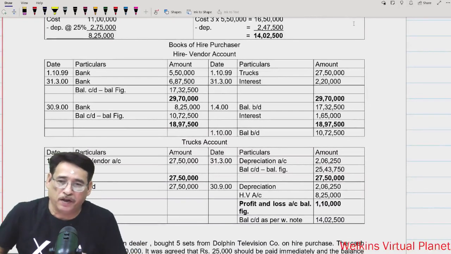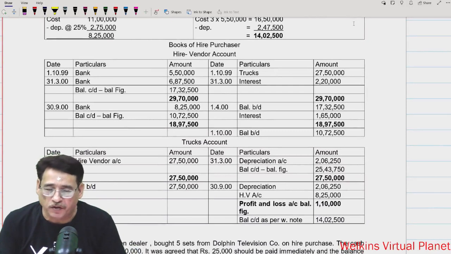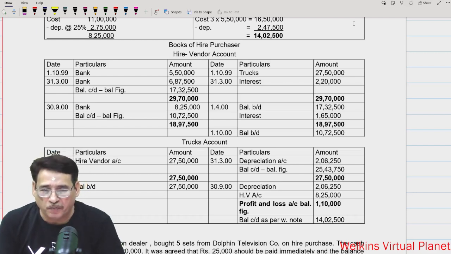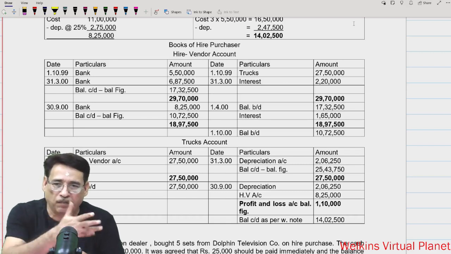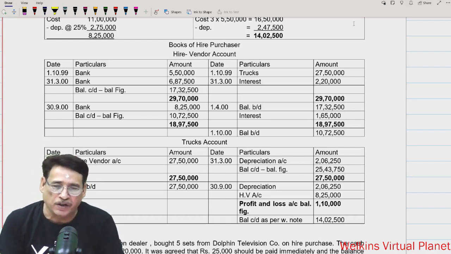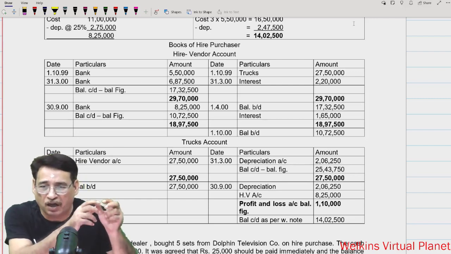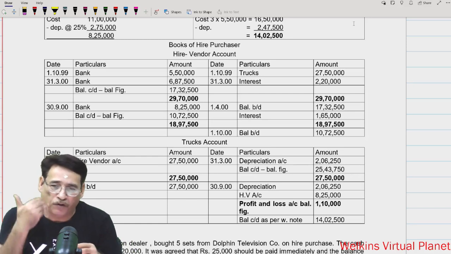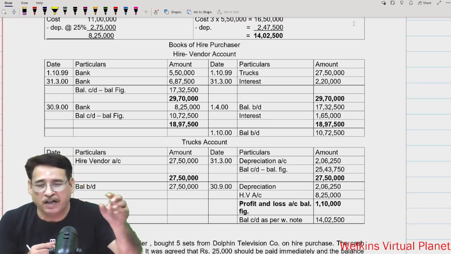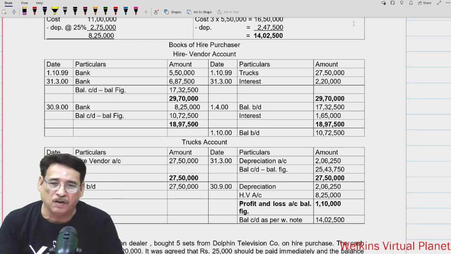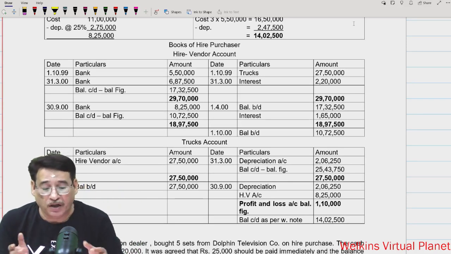Listening to this particular session, and in the last one we finished up full repossession. So quite obviously now it is time to move over to partial repossession. I have already talked about the meaning of partial repossession. Suppose four items have been sold and some default has been committed, but this time the entire lot of four items is not repossessed. Default has been committed, but the hire vendor decides to take back only three items and leave one item with the hire purchaser. So that will become a case of partial repossession.